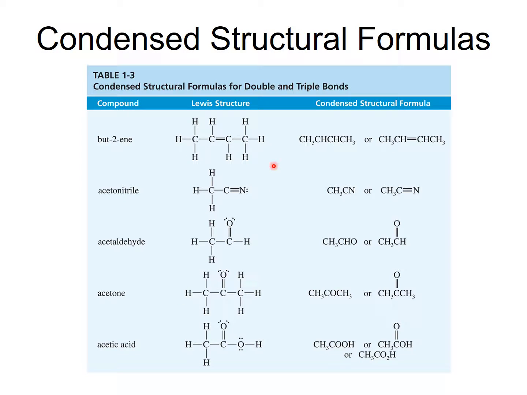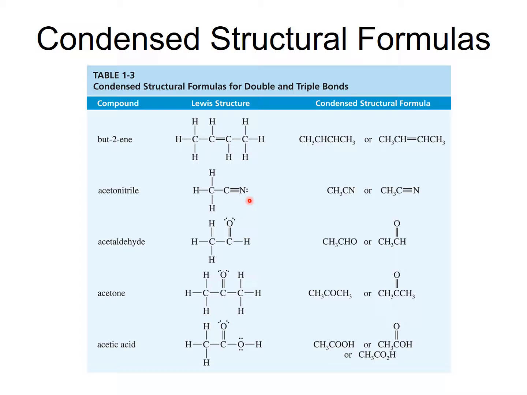So here are some Lewis dot structures, and here's the condensed structure form of that molecule. When you're given a condensed structure, you have to look very carefully and try to figure out what it means. In this molecule, I have CH3, CH, another CH, and then CH3. I can write it like this, or I could write it with the double bond shown like this. Either of these is okay for condensed structural formulas.